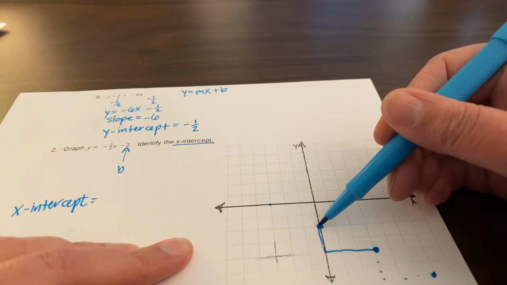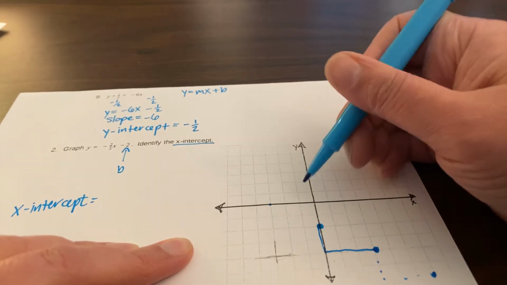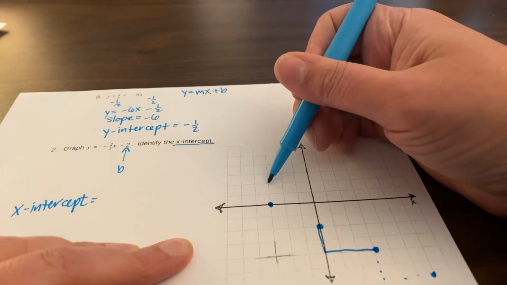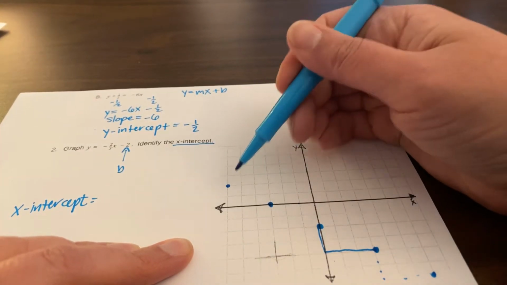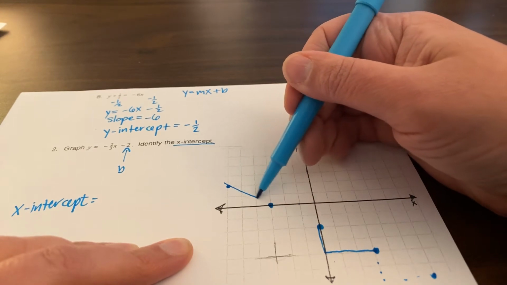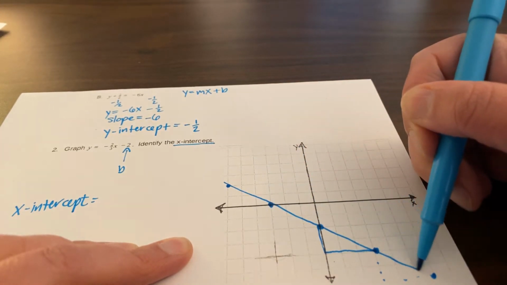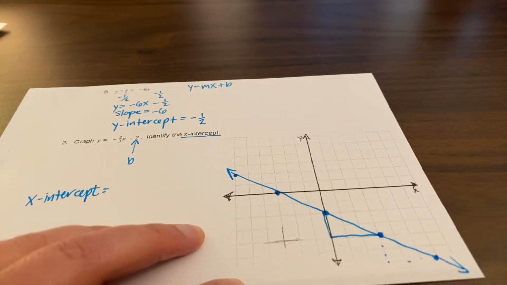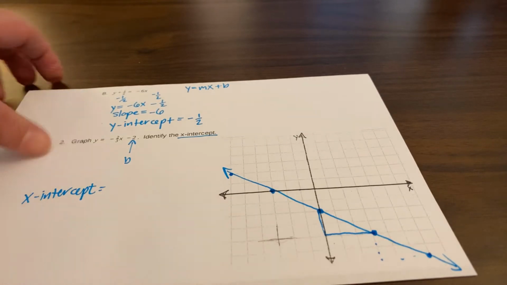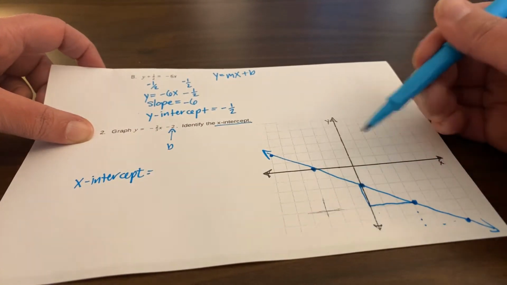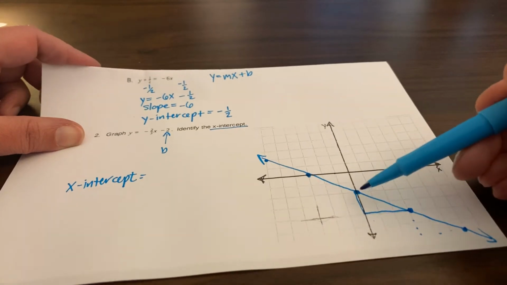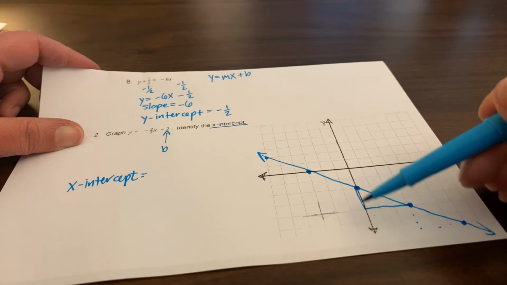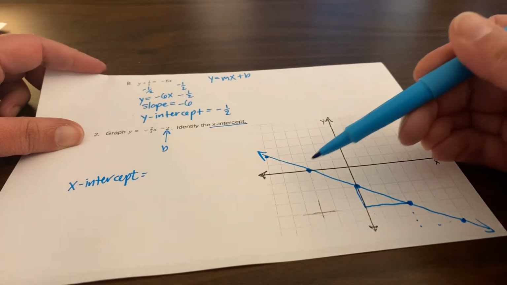Now I can also go up 2 units and back 3 and put a point. I could go up 2 more and back 3 and put a point. Then I connect those dots with a straight line. There we did it. It has a y-intercept of negative 2 and a slope of negative 2/3, meaning it goes down 2 and to the right 3, or up 2 and to the left 3.